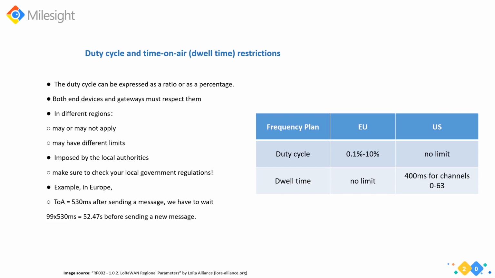And in the United States, you don't have the duty cycle, but you have the dwell time. It means 400 milliseconds per channel, and you have 34 channels in total.